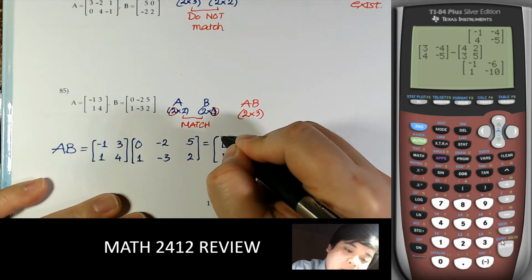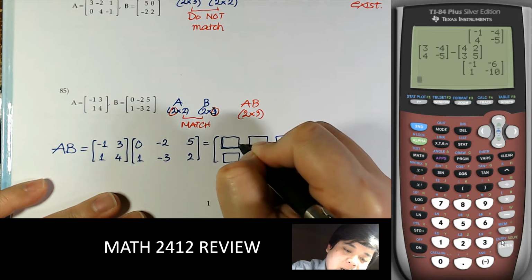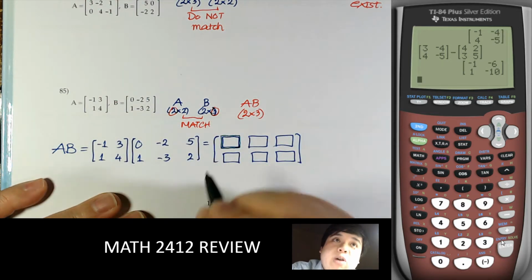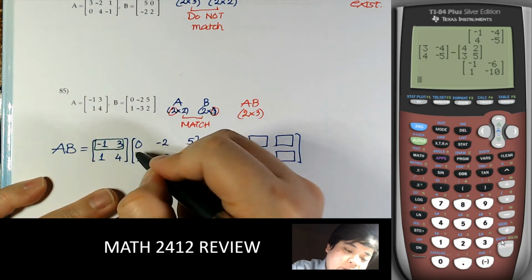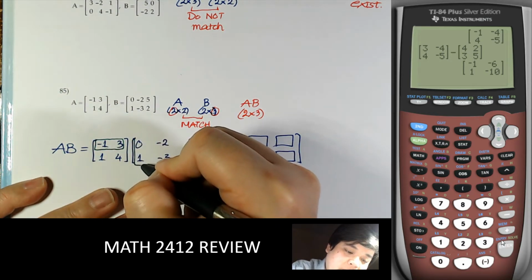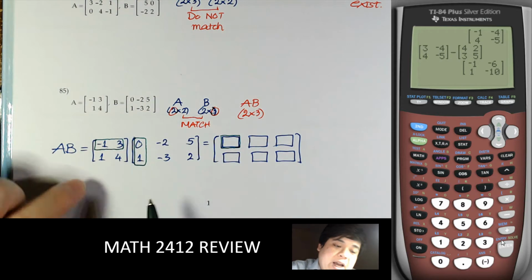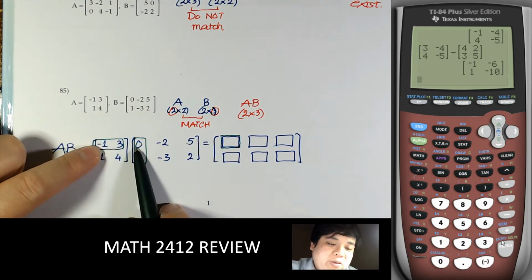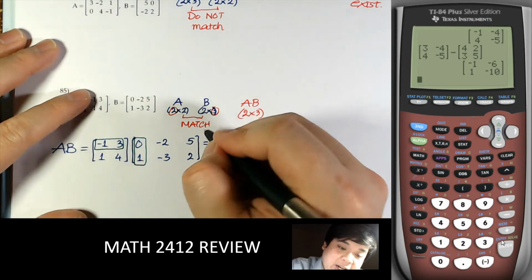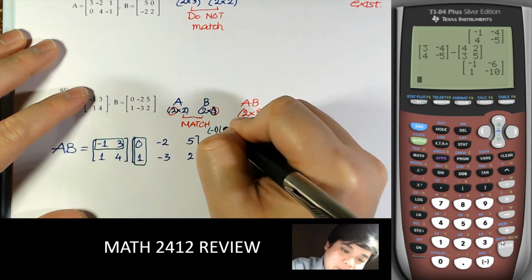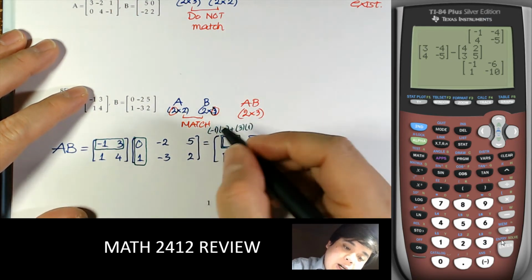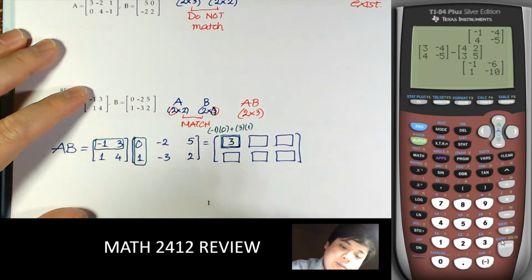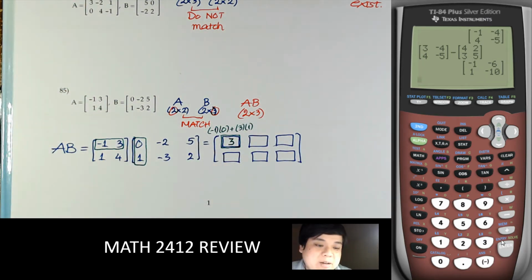For example, if I want this entry, this is on the first row, first column. So the row from the first matrix, the first row, and the column from the second matrix. And there are 2 on each. So first with the first, second with the second, and then we add them. So that gives us 3. Let's just pick a random entry.